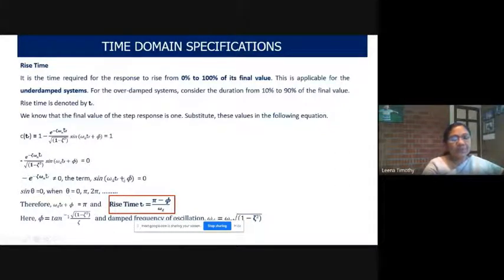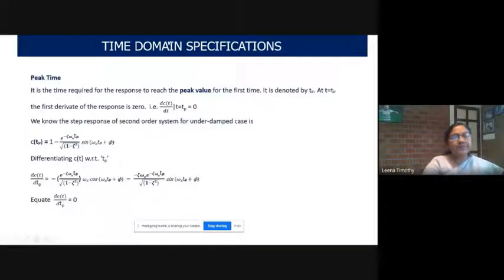So sin theta is equal to 0 when theta is equal to this much. Therefore, take omega d tr plus phi is equal to pi as an acceptable solution. Therefore, rise time tr is equal to pi minus phi by omega d. So you have to learn this derivation and the final expression by heart. Important question.